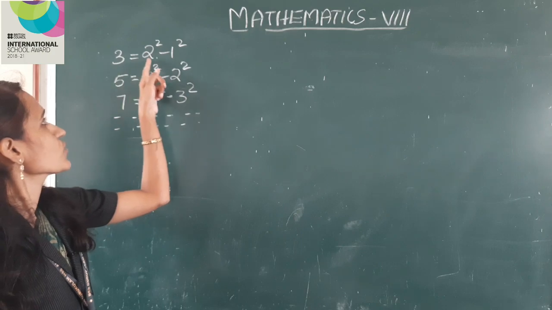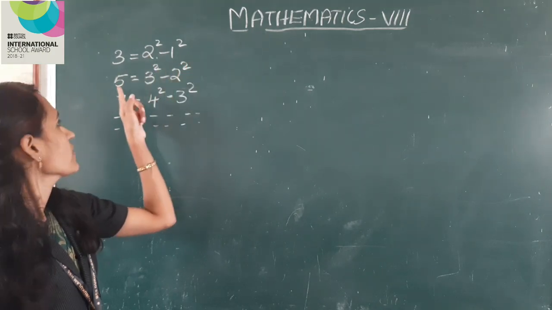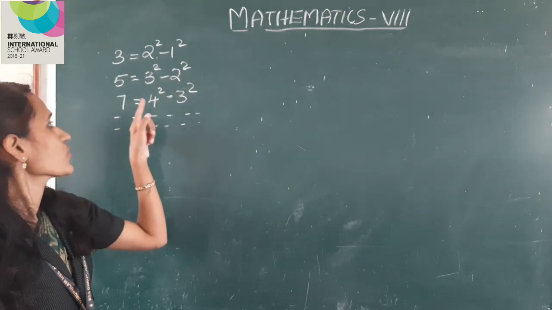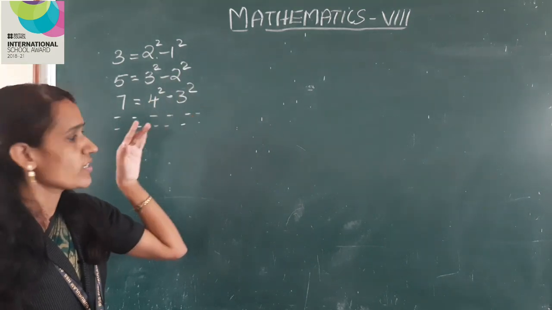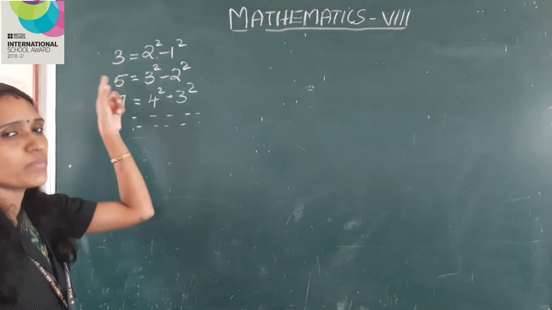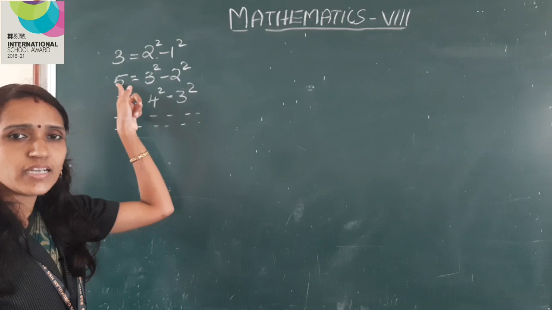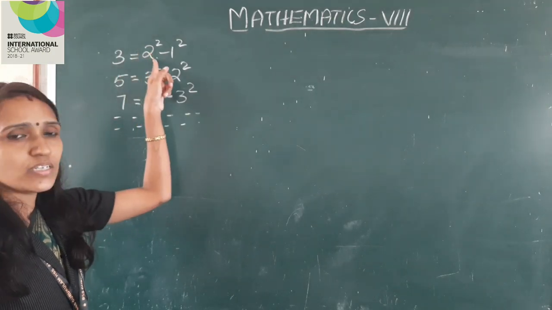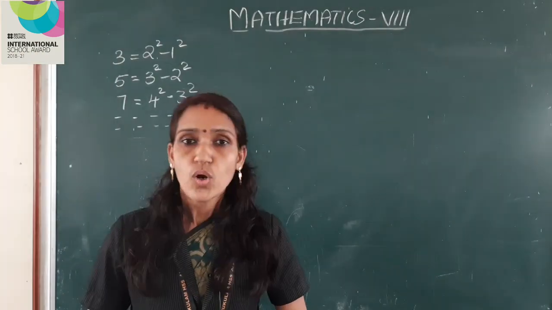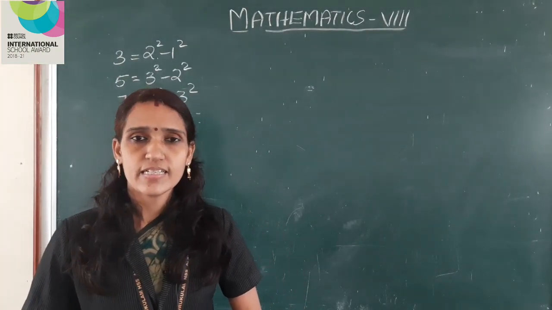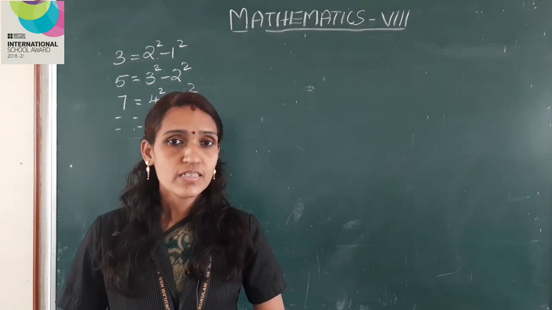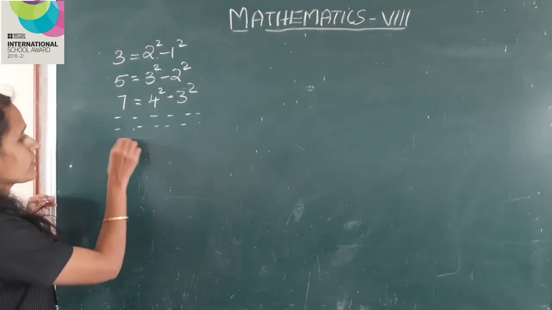3 is equal to 2 square minus 1 square, 5 is equal to 3 square minus 2 square, 7 is equal to 4 square minus 3 square, etc. Can we write all odd numbers greater than 1 as the difference of the squares of consecutive natural numbers? You have studied in 7th standard that the general form of an odd number greater than 1 is 2x plus 1.